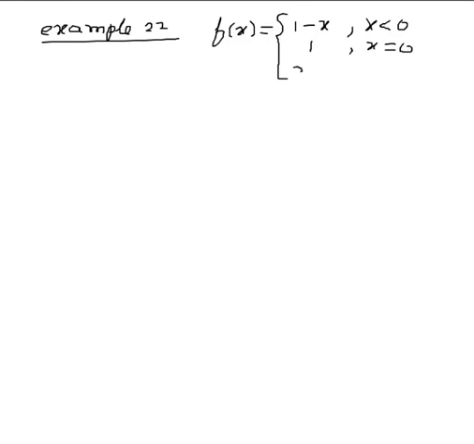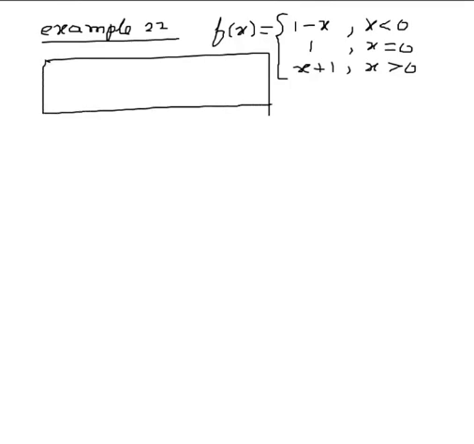Example 22. It is an important question. The function f defined by f of x is equal to 1 minus x if x is less than 0, 1 when x is equal to 0, and x plus 1 when x is greater than 0. Draw the graph of f of x. So here we have linear functions for less than 0, greater than 0, and 1 is a constant function. Let us take few negative values, few positive values. If x is 0, y is 1. If x is minus 1, 1 minus of minus 1 will become plus 1, 2. For minus 2, 1 minus of minus 2 plus 2, 3. 1 minus of minus 3, so 4.